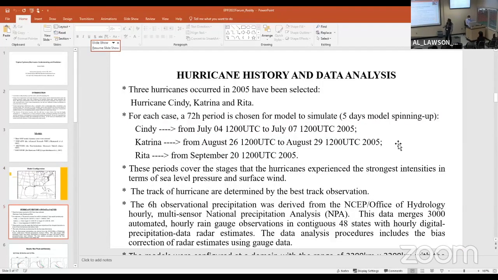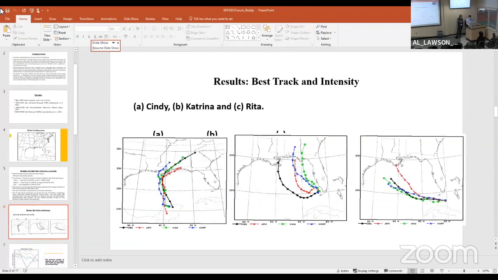There are three hurricanes in 2005 chosen for this study: Hurricane Cindy, Katrina, and Rita. It is a 72-hour simulation for each model, and before that there are 5 days of spin-up for each simulation. For Cindy, it's from July 4th to July 7th, for Katrina, from August 26th to August 29th, and for Rita, from September 2nd to September 5th, I think. Okay, previous page, sorry.